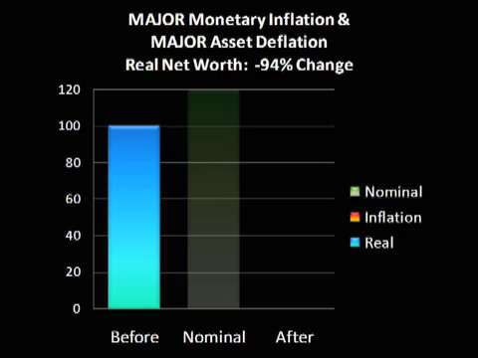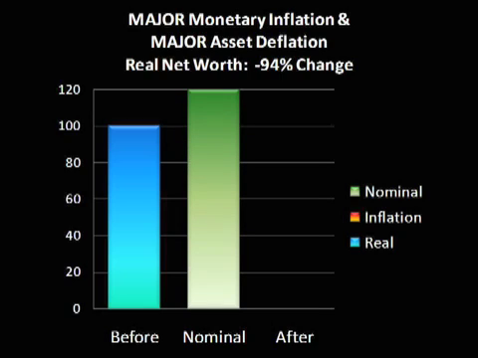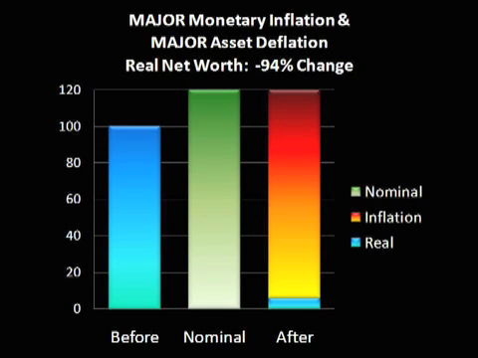$6,000. Our left and middle bars are just the same, but look at our right bar. That $120,000 is almost all inflation because we lost 94% of our net worth. We lost 94% of the value of our asset, which is asset deflation in purchasing power terms, but it was entirely hidden by the 95% destruction of the value of the dollar.